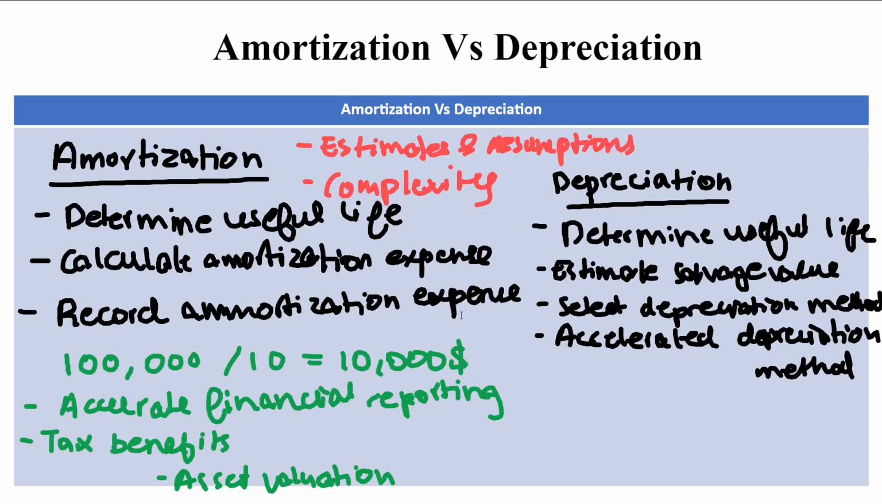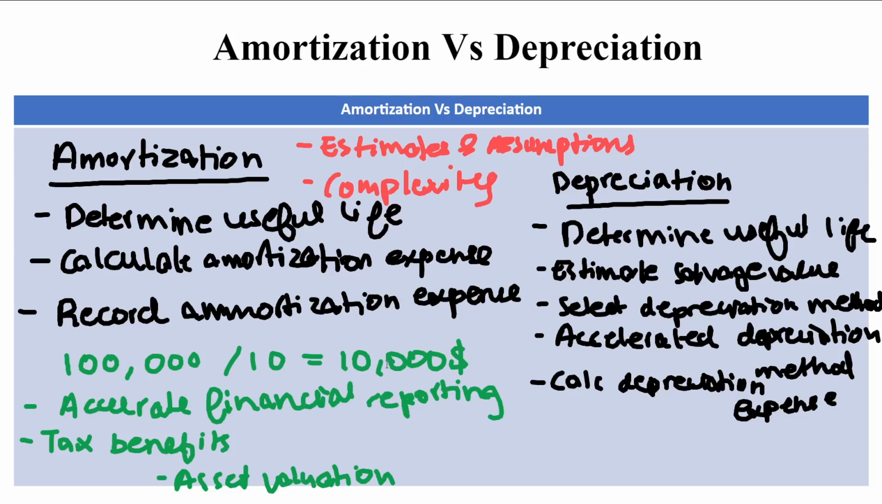And then lastly, the last step is to calculate the depreciation expense. All right. So the depreciation expense is calculated based on the chosen method and recorded on the income statement and the balance sheet. Now let's look at a similar example that we looked at with amortization.